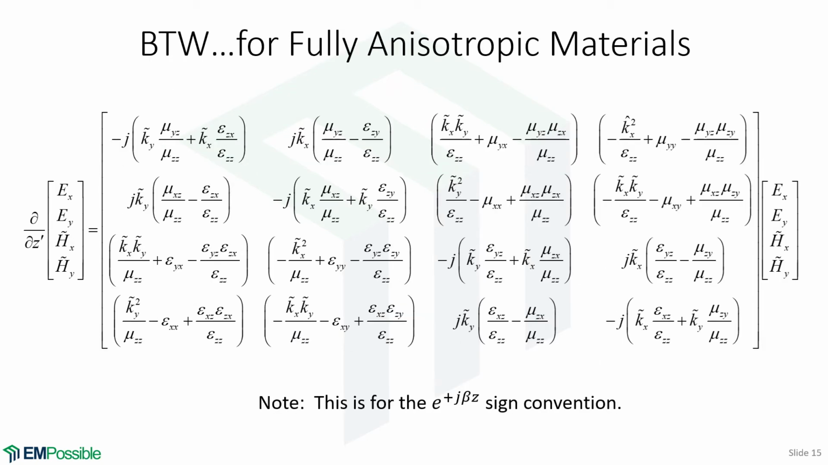By the way, we're not going to get into this in this course, but here is that same 4 by 4 matrix equation for fully anisotropic media, where the permittivity and permeability are full 9-element tensors. Wish we could do more with this, but anisotropy is sort of a real pain, and we're going to move on and stick with isotropic materials.